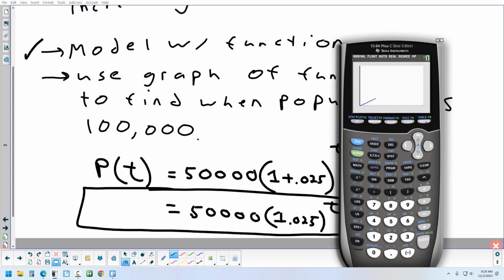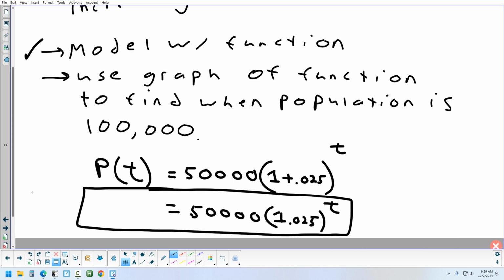So there's our population. It's not a steep curve, but hopefully you can tell it's not straight. It is curving, but it's slow. All right. So now we've got our graph. So that's good. When does the population hit 100,000?